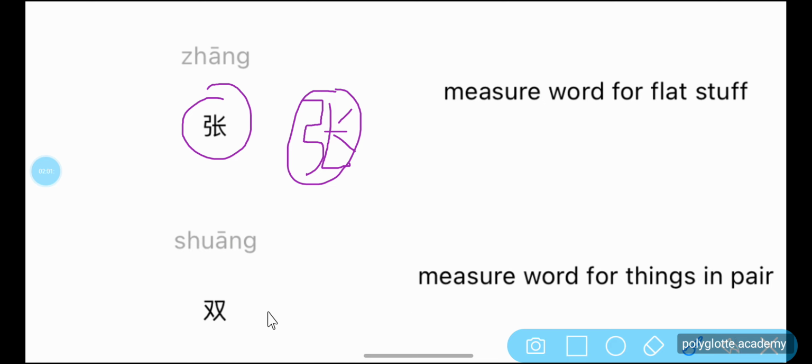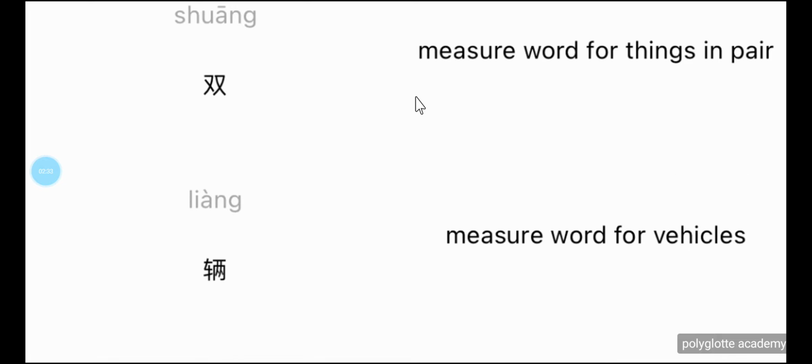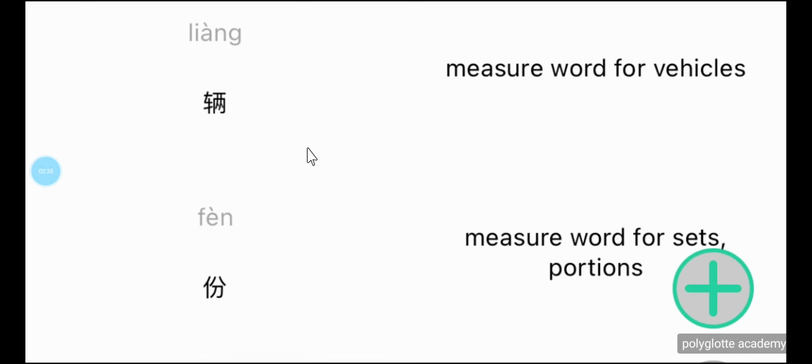So the next measure word here is shuang, which is the measure word for things in pairs, like shoes, a pair of shoes. So we have shuang, which is a measure word for things in pairs. So that is it. A demonstration. This is shuang. Very good, continue.